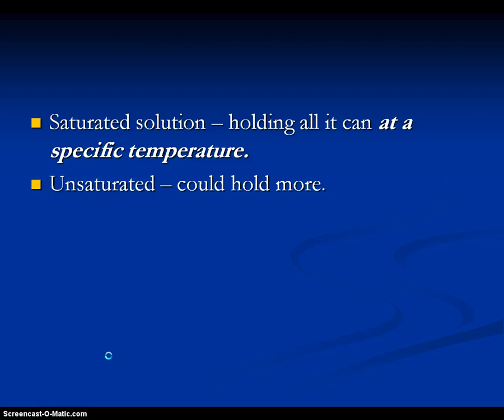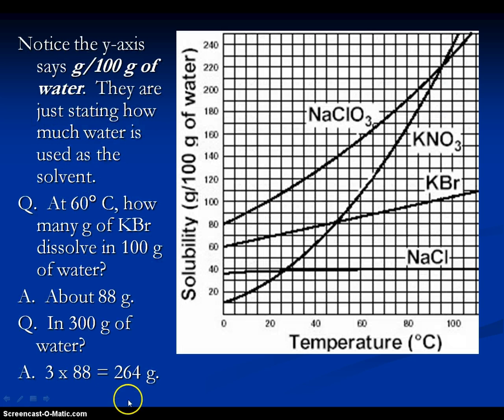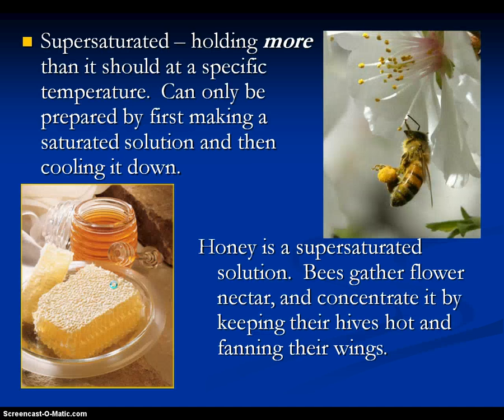Now, when we add solute to a solution and it holds the max amount that it can at a specific temperature, we say that that solution is a saturated solution. Now, if the solution could hold more than we have dissolved in the water, then we call that unsaturated. So if we go back to this example, if we put exactly 88 grams of potassium bromide in this 100 grams of water at 60 degrees Celsius, we would say that it's saturated. So it falls right on the line. However, if we put anything less, anything below that line, say 50 grams, then we could dissolve more, and we would call that an unsaturated solution.